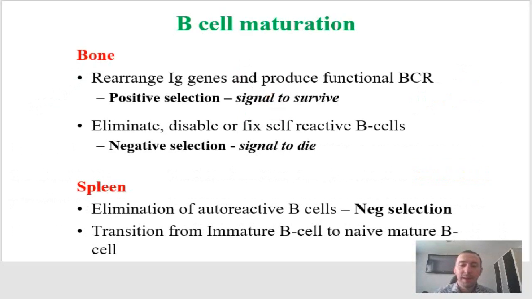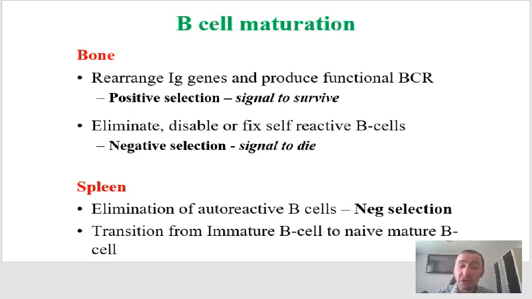Okay, so now to go into a little bit more detail. In the bone, the B cell undergoes immunoglobulin gene rearrangement. That'll be the heavy chain and the light chain genes that will undergo rearrangement. And if that process of rearrangement is successful, then the B cell will get a signal to survive. That process is called positive selection. Okay? So once the B cell produces a functional B cell receptor, it will get a signal to survive.